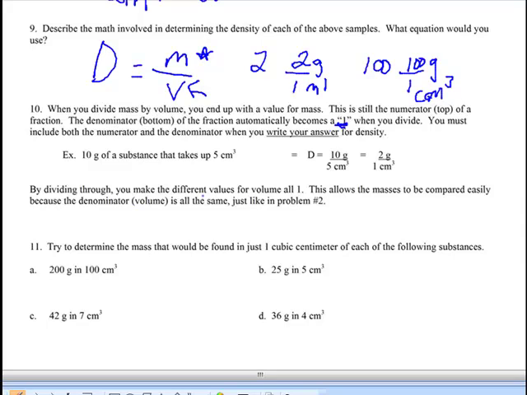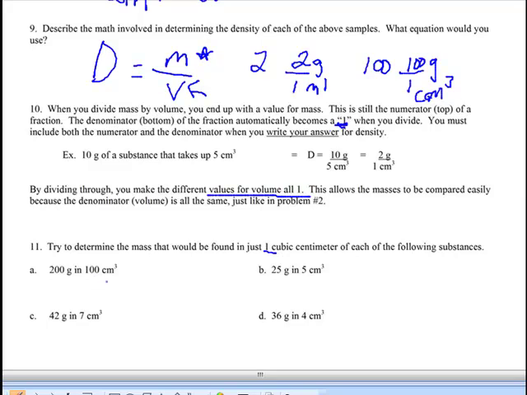By dividing through, you make the different values for volume all 1. So if we do have different values for volume, they're all going to be 1. And then it's easy to make comparisons because it's always 1. So if you look at these problems, you want to determine the mass that's going to be found in just 1 cubic centimeter. We know 200 grams is in 100 cubic centimeters. What's in 1? We know 42 grams is in 7, but what's in 1? 25 grams in 5, what's in 1? And you get the idea.